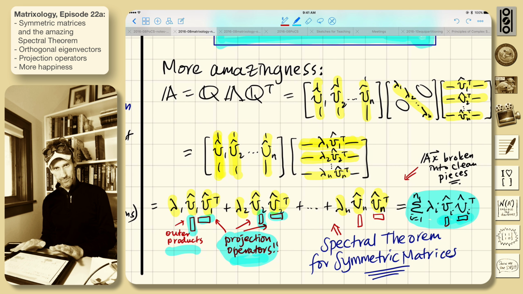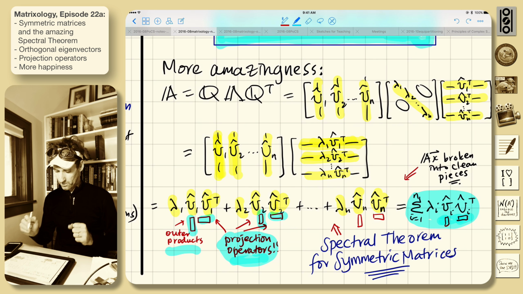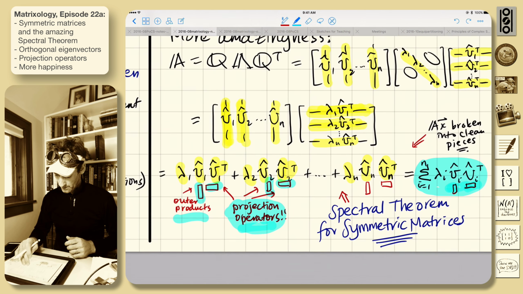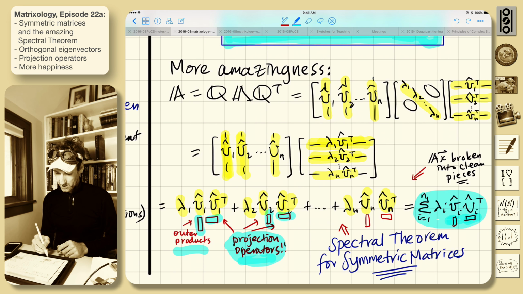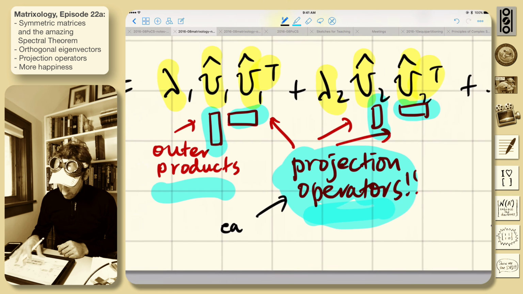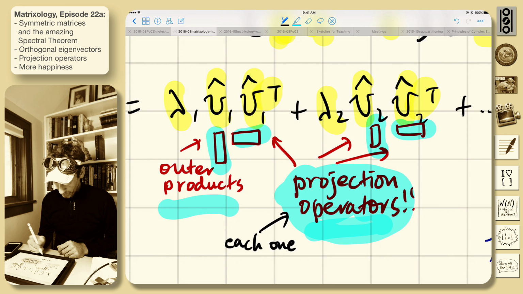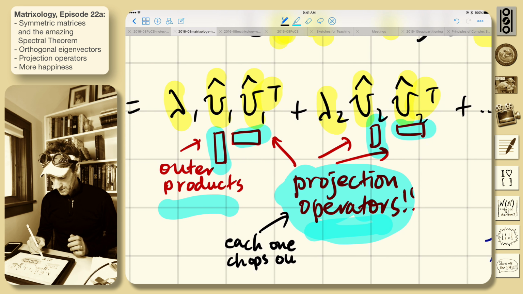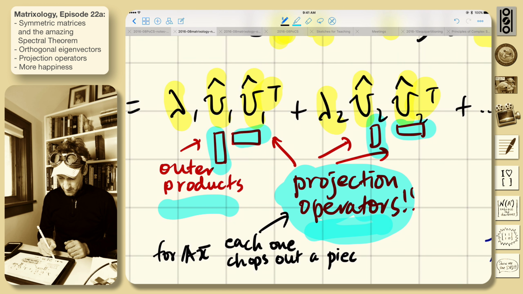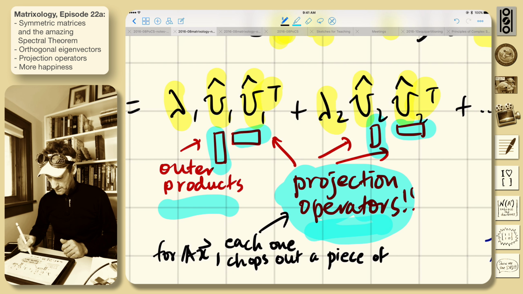Okay. But this is only for symmetric matrices. So does that sort of make sense? So we have these pieces here. They're all little choppers, right? They chop x up. So each is a projection operator. Each one chops out a piece of x, for A times x. Each one chops out a piece of x, and then scales by lambda.